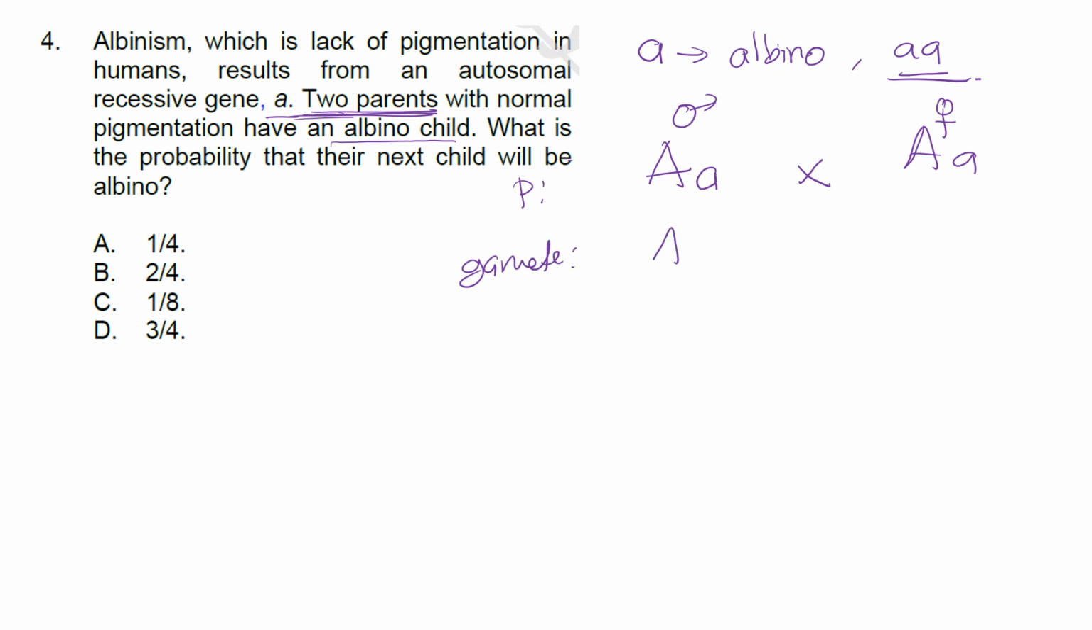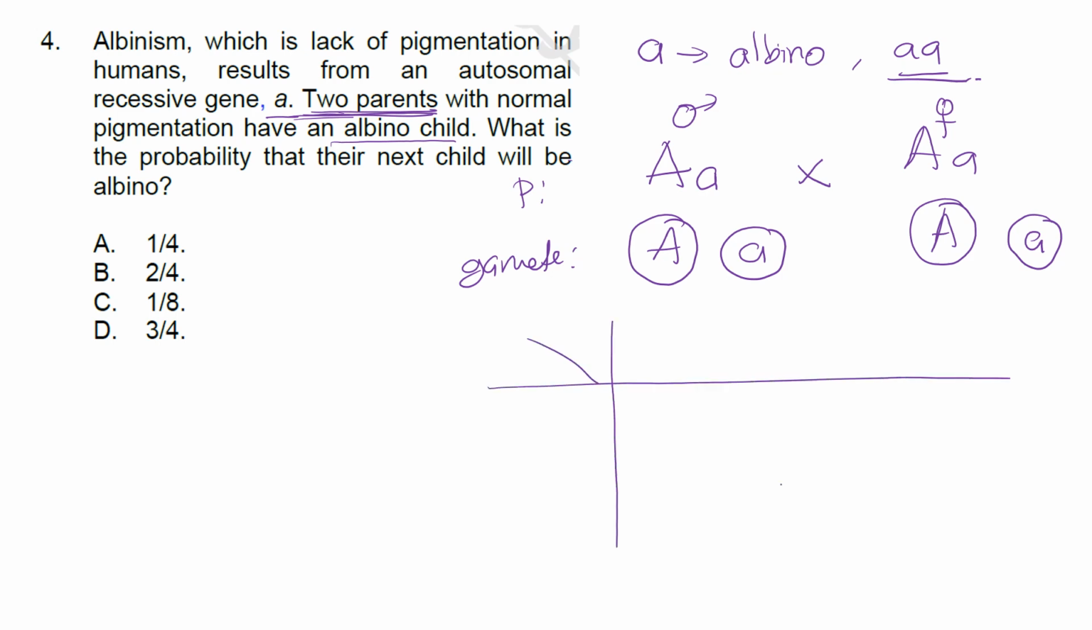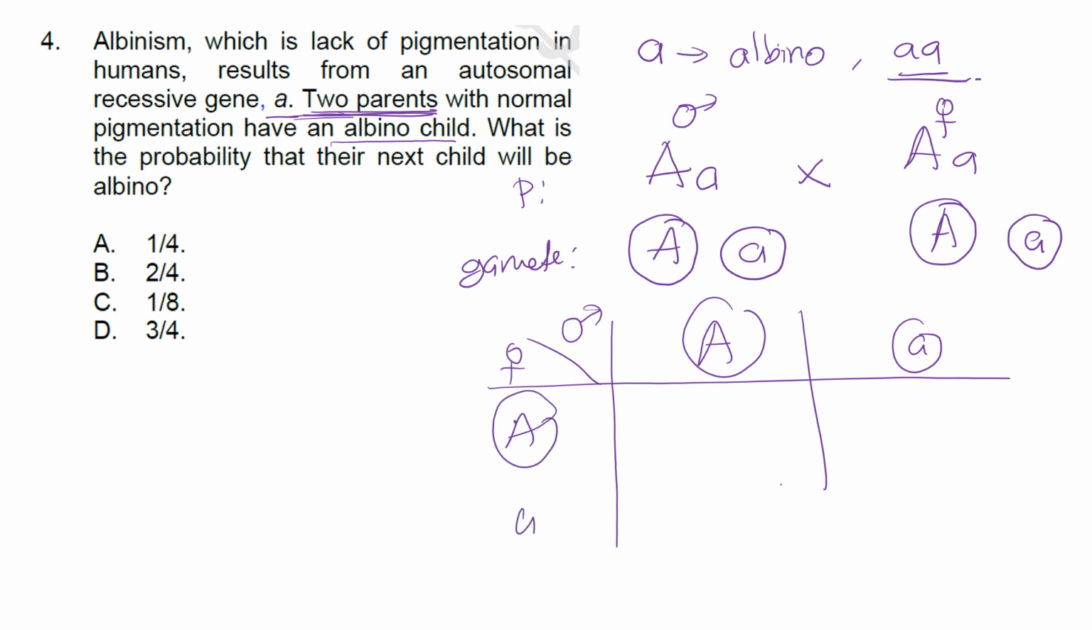Each will produce a gamete with the dominant A allele and a gamete with the recessive a allele. So that's the mother, the gametes will be dominant A and another one with a recessive a allele. To make it easier to understand, you put it in a Punnett square, and then you just match all the gametes together to form the genotype of the offspring.